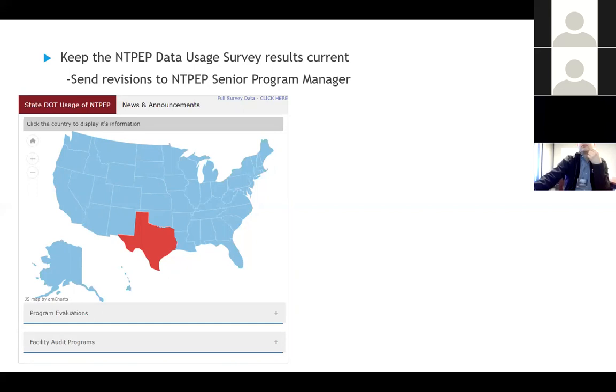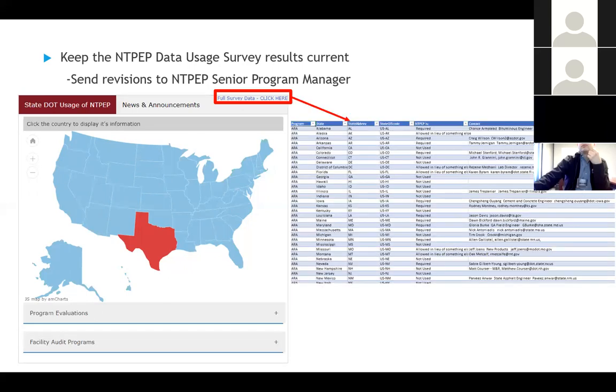If you have trouble accessing the map based on security measures within your state DOT, there's nothing that we can do about it from the AASHTO side, but there is an alternative. You can click on a link that says full survey data here. Once you click on that, obviously you have to be a state member to access the spreadsheet, but it will give you a spreadsheet to review the information we have listed as it relates to the contact for each category being utilized by your state. And just as important, you'll see the NTPEP column there, showing whether or not you're allowing the data to be used within your state, requiring it, and so forth.